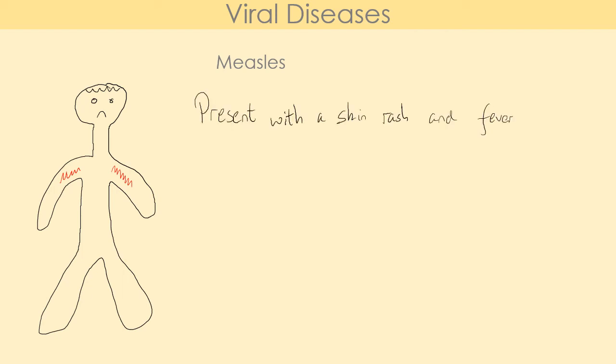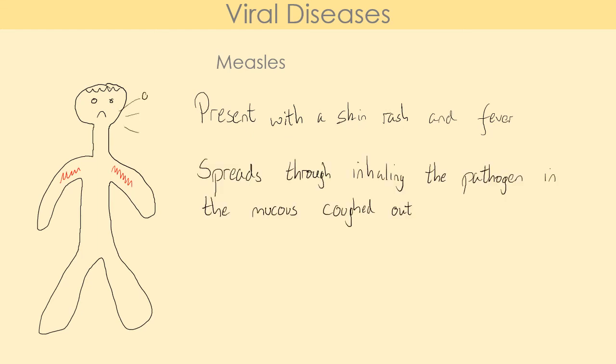Now, we cannot treat measles with antibiotics because it is a viral infection, so it can only be treated with painkillers and some antiviral medication. And it can spread from person to person through droplets in the mucus that is coughed out.